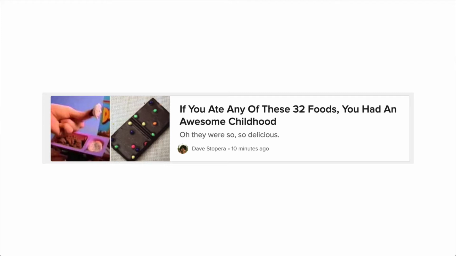And what we can do is we can use these articles to pull the good and then use those good principles inside of our copy where we have a more bigger mission usually that we're after. So this right here, for some reason, it stirs up some emotion in me, in feelings. I want to feel like I had an awesome childhood. And so I'm also curious, what are these 32 foods?